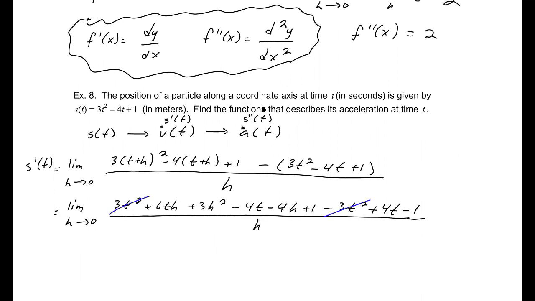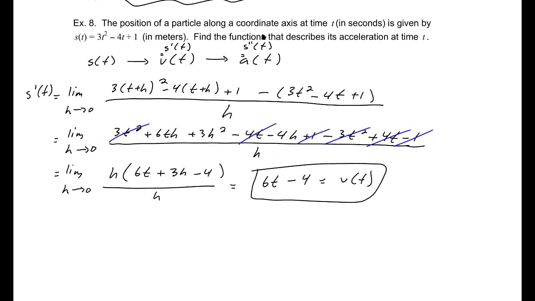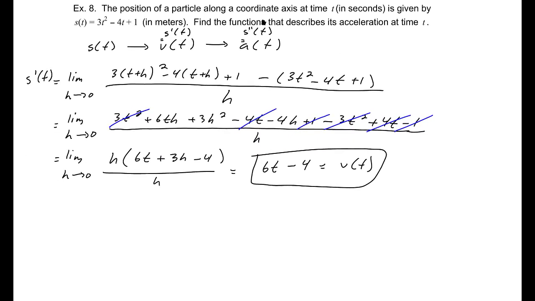All right, several terms cancel out as they should. 3t squared, the 4t term, the plus 1 minus 1, and we can go ahead and factor out an h. 6t plus 3h minus 4, over h. So that limit, as we evaluate h going to 0 and cancel those two h's, we get 6t minus 4. That is our velocity function. All right, now we can sort of use a shortcut here because this function is linear, so the acceleration is going to be 6 because that's the slope of that line.